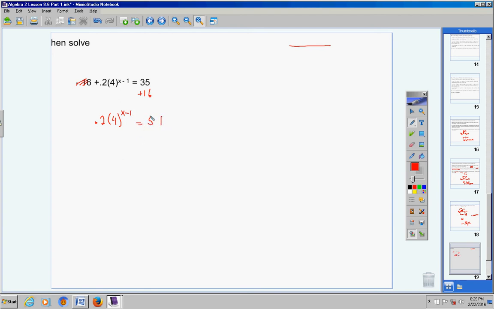Everybody okay with that? Now next we're going to divide both sides by 0.2. To get rid of that 0.2, it's multiplying, so we're going to divide. Alright, these cancel, and I'm left with 4 to the x minus 1 power equals 255. Now is step 1 completed? Sure it is. The base and the exponent are isolated.